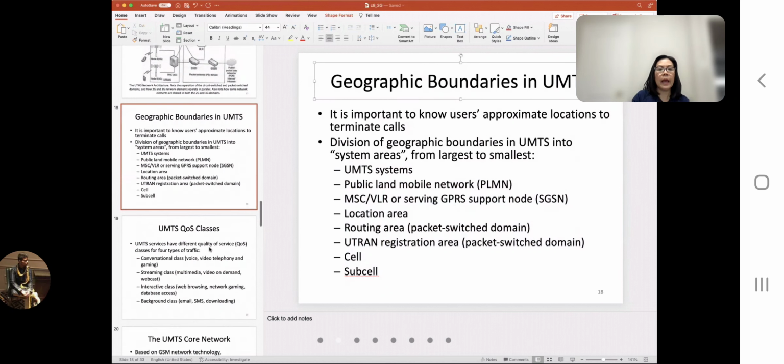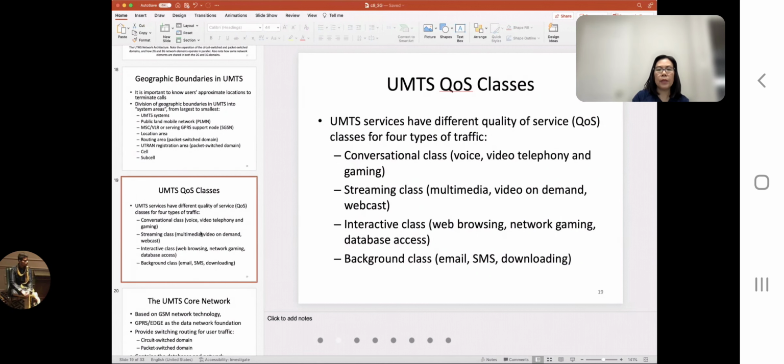Okay? And then UMTS defines different quality of service classes. There are 4 types. The first one is voice, or they call it conversational class. It's for voice, video phone, and gaming. The second class is streaming class, such as multimedia, video on-demand, webcast. Third class is interactive class, just like web browsing, network gaming, database access. And then the last one is background class, which is email, SMS, and downloading.